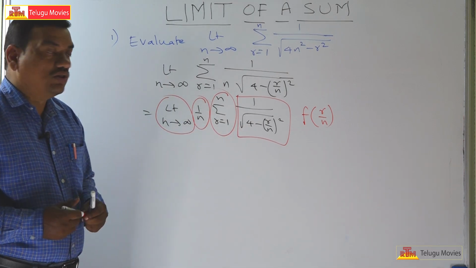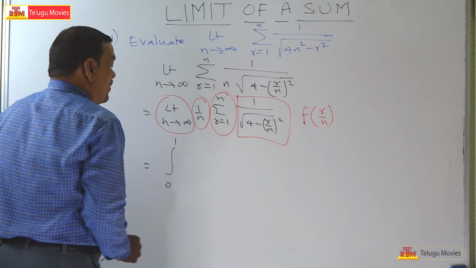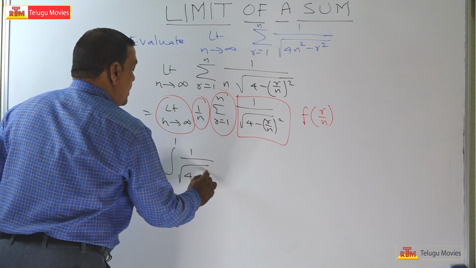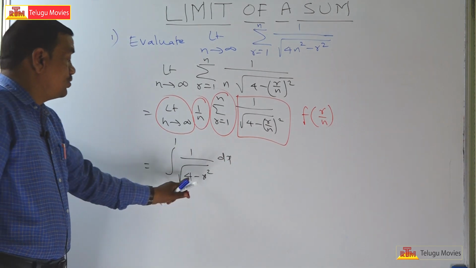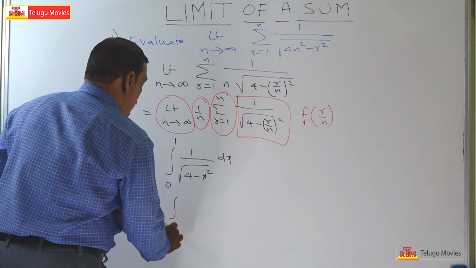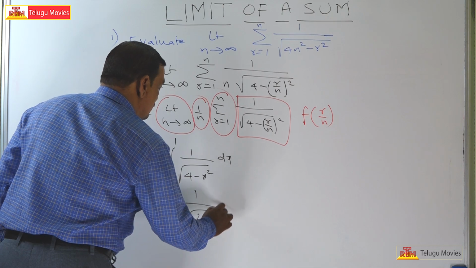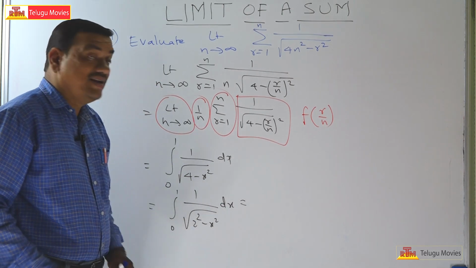Then how to solve this problem? This is nothing but integral 0 to 1, 1 by root of 4 minus x square dx. Understand this? Now 4 I will write as 2 square. So integral 0 to 1, 1 by root of 2 square minus x square dx. This is 1 by root of a square minus x square.